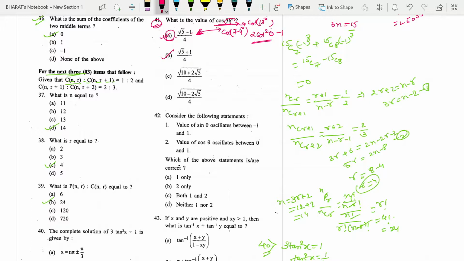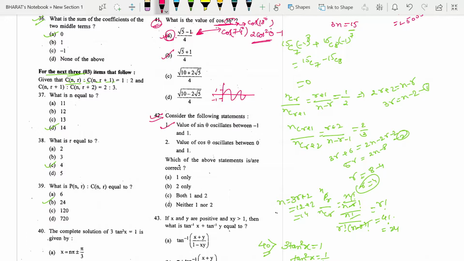Let's move to question number 42. Consider the following statements. The value of sin theta oscillates between minus 1 and 1. Let's make the graph of sin theta. As we know, the graph of sin theta looks like this, and this is the value of 1 and this is minus 1. That means the value of sin theta never goes higher than 1 and never falls lower than minus 1. Therefore it is correct that the value of sin theta oscillates between minus 1 and 1.